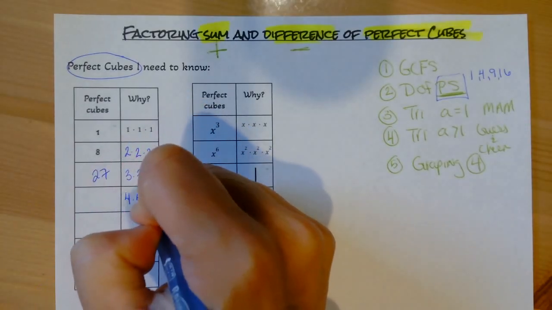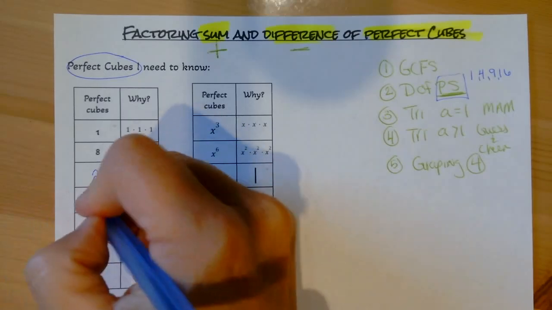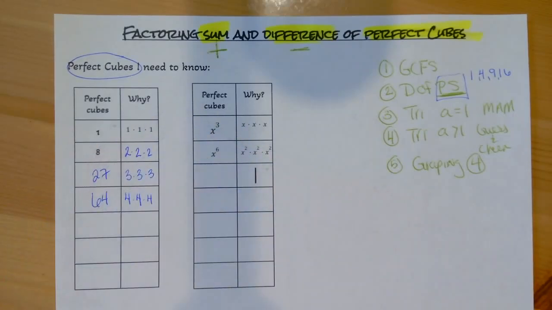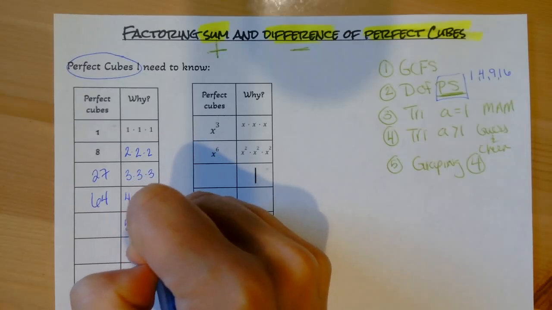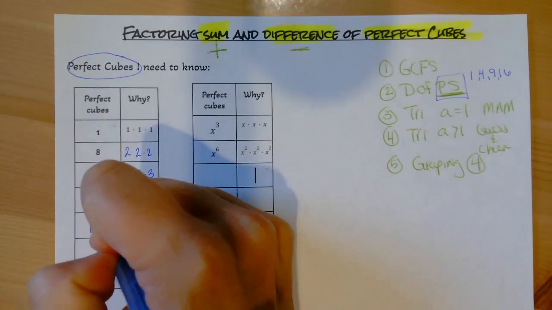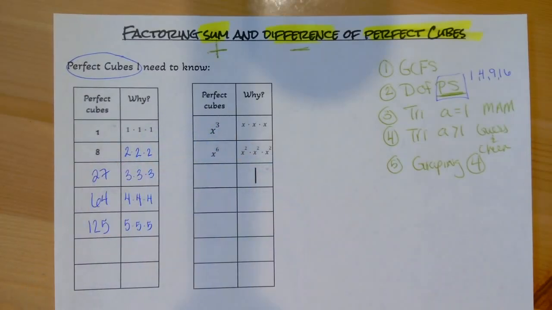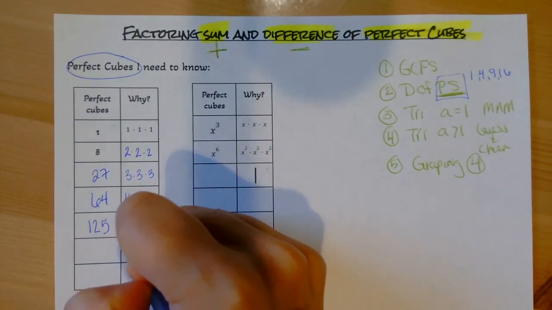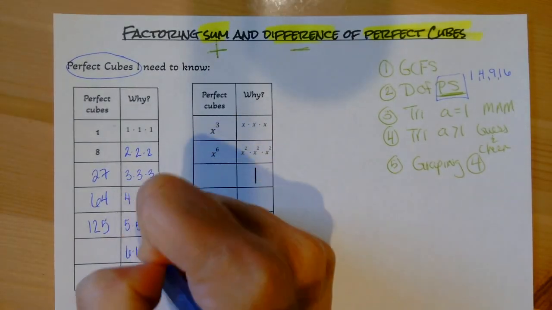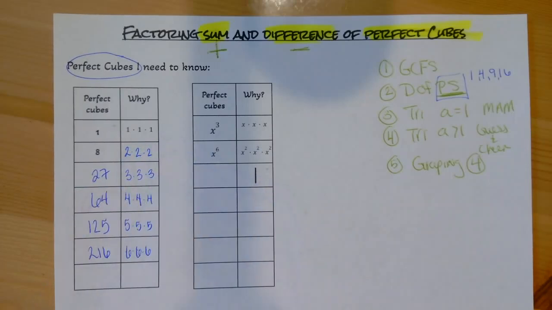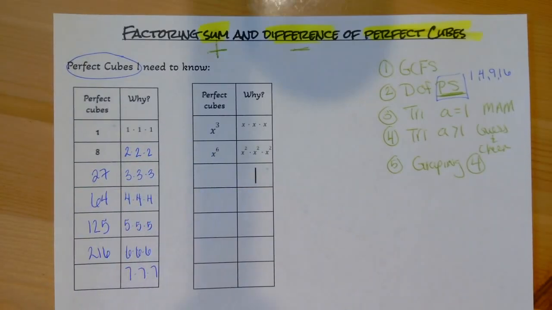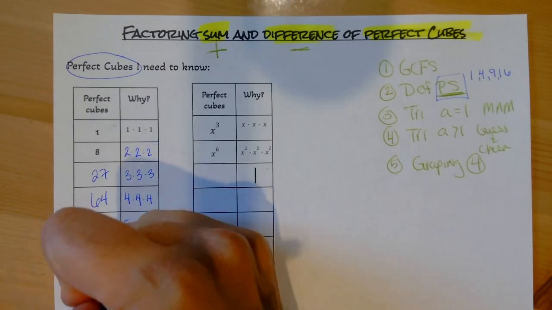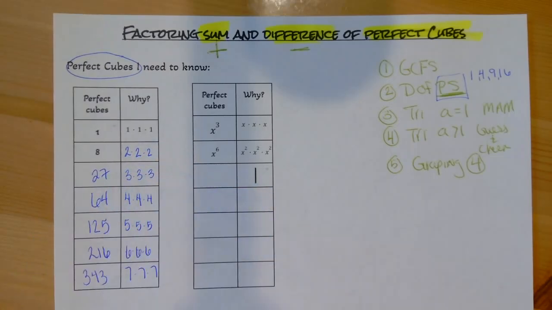4 times 4 is 16, times 4 is 64. The next perfect cube you need to know. 5 times 5 times 5 is 125. 6 times 6 times 6, 6 times 6 is 36, times 6 is 216. And 7 times 7 is 49, times 7 is going to get me a 343.